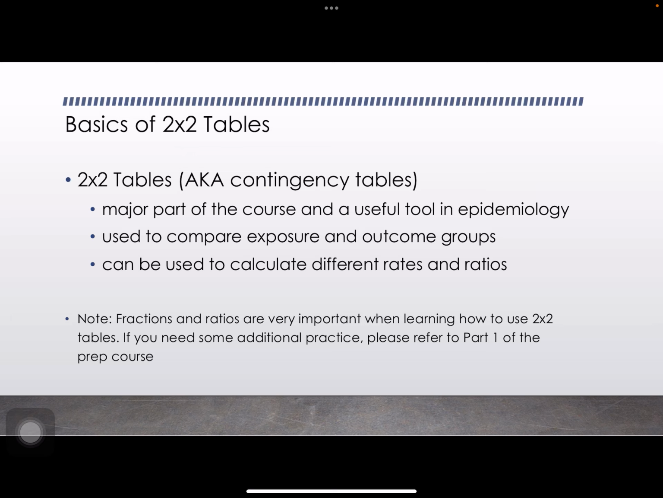Remember that fractions and ratios are an important part of using 2x2 tables. So if you feel like you need some additional practice in this area, please refer to the first iPrep video series on fractions.